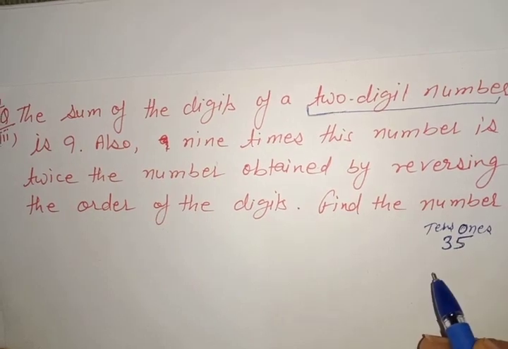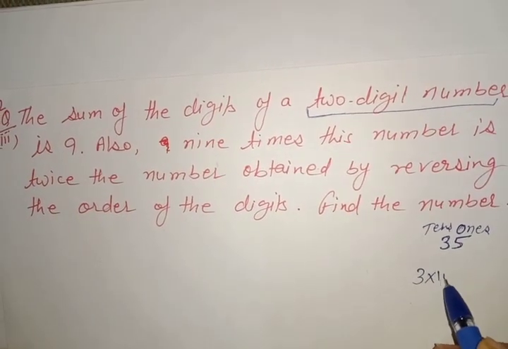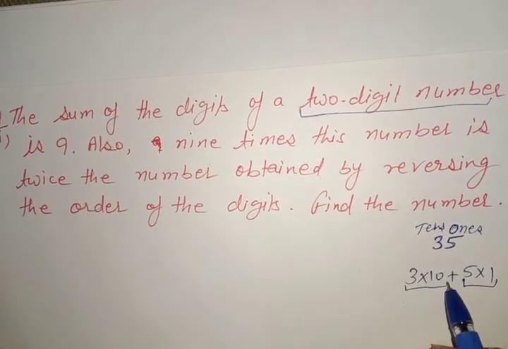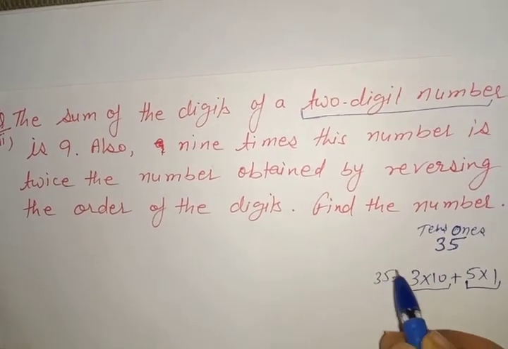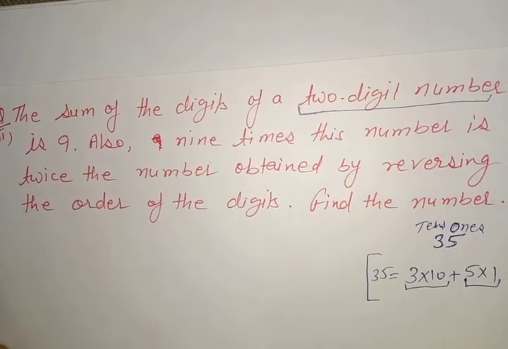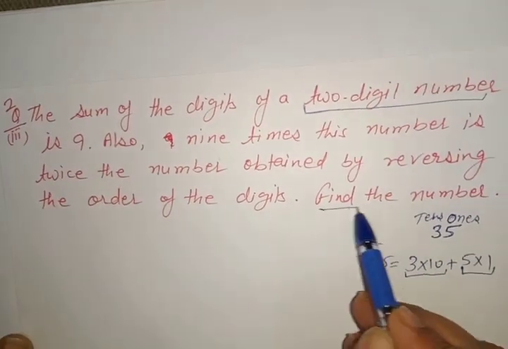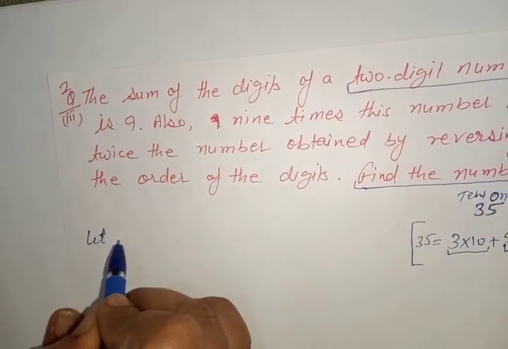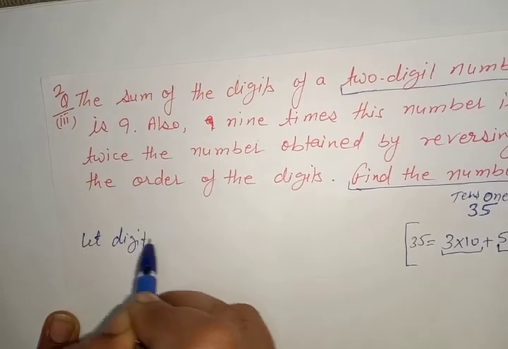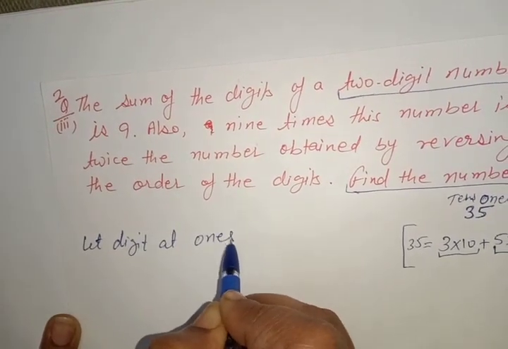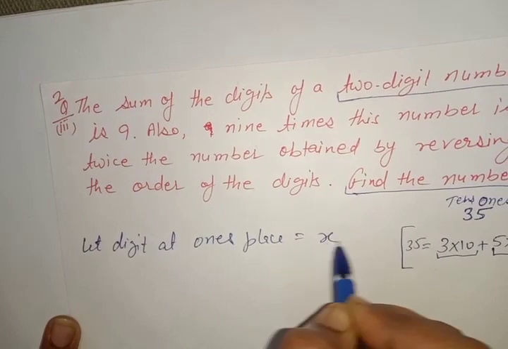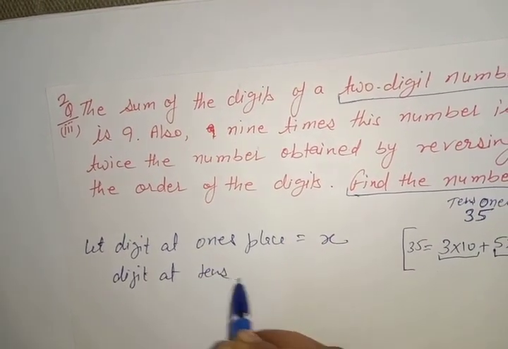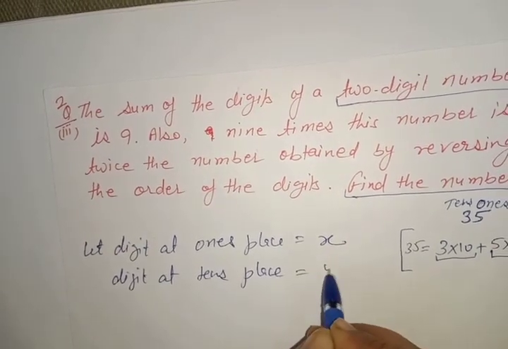How can we write this in expanded form? 3 multiplied by 10 plus 5 multiplied by 1, because this is at ones place, this is at tens place. All of you know how to write 35 in expanded form. So similarly, we need to find the number. We will suppose, let the digit at ones place be equal to x and the digit at tens place be equal to y.